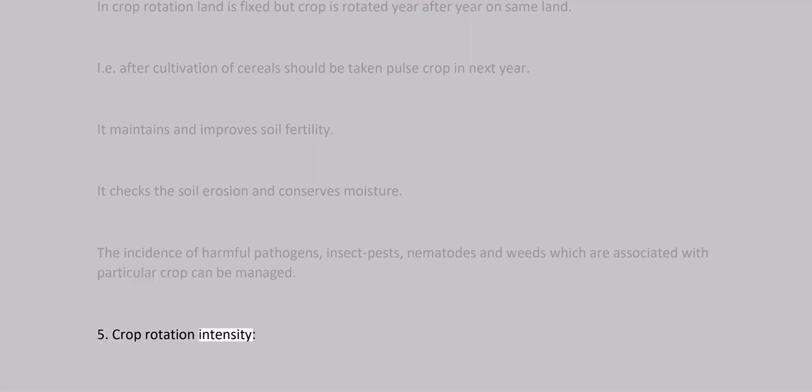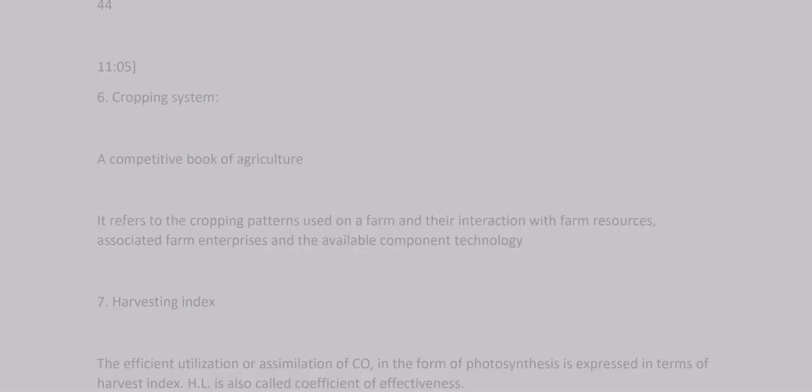5. Crop rotation intensity. CI equals number of crops in crop rotation divided by number of years in crop rotation, times 100. For 1 year, rice, pea, 200%. Crop rotation for 2 years, groundnut, wheat, sugarcane, 150%. Crop rotation for 3 years, paddy, potato, sugarcane, wheat, 166%. 6. Cropping system. It refers to the cropping patterns used on a farm and their interaction with farm resources, associated farm enterprises, and the available component technology.